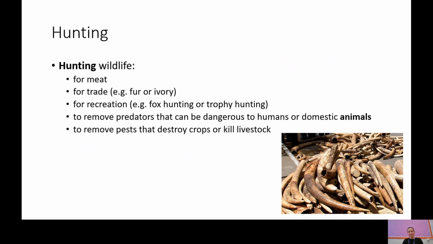We're going to start with hunting. This is hunting animals in the wild, hunting wildlife, and this is done for a number of reasons. Sometimes it's for meat, so that people can have food. For trading, which is buying and selling, for example fur or ivory. You can see in the corner there's a picture of some tusks, and that is sold.